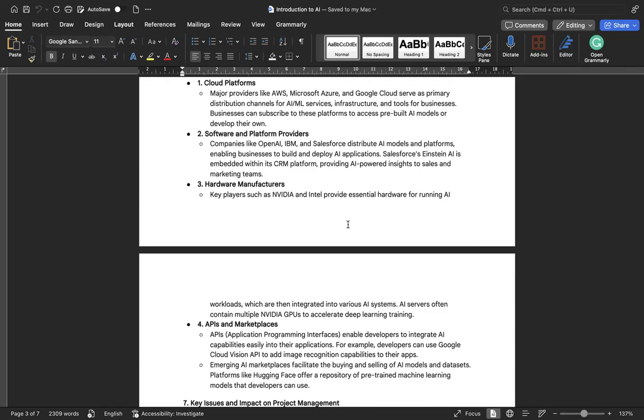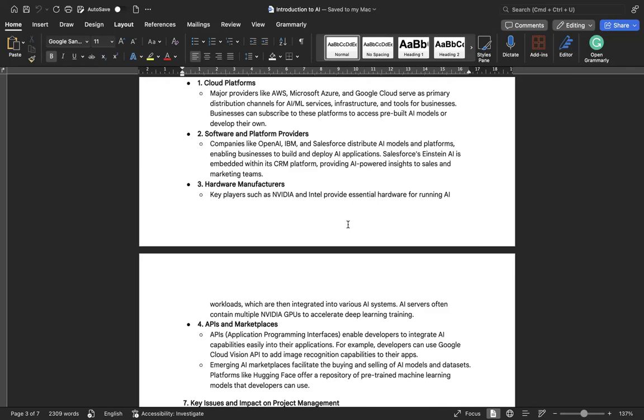You may have heard about these ones: AWS, Microsoft Azure, and Google Cloud. They serve as primary distribution channels for artificial intelligence, and also for ML services, ML infrastructure, and tools for businesses. Businesses can subscribe to these platforms to access pre-built AI models or develop their own.